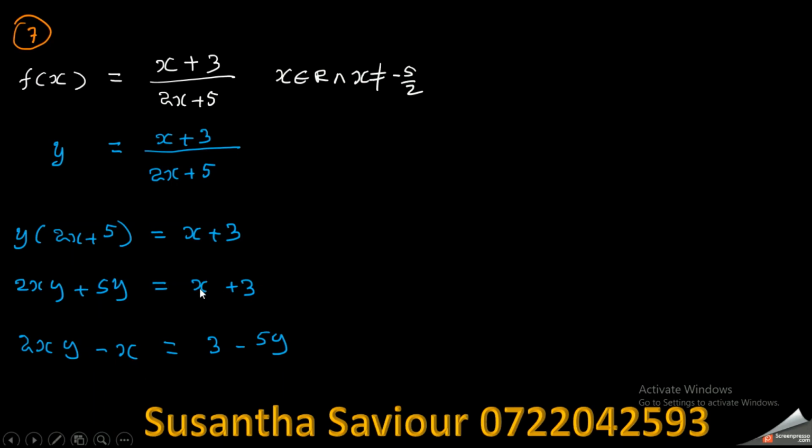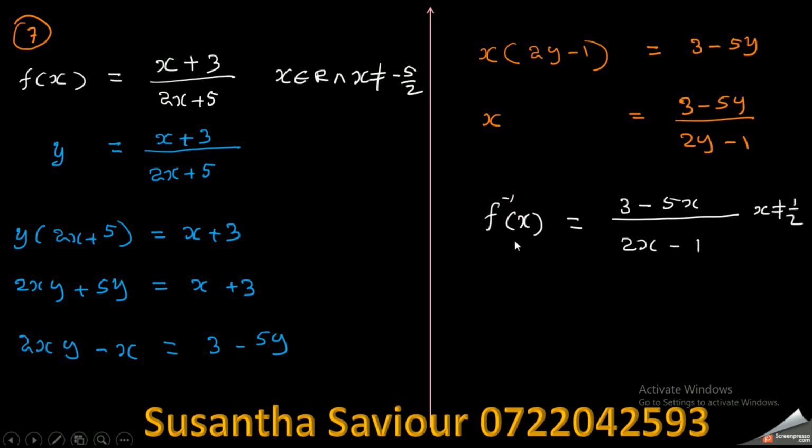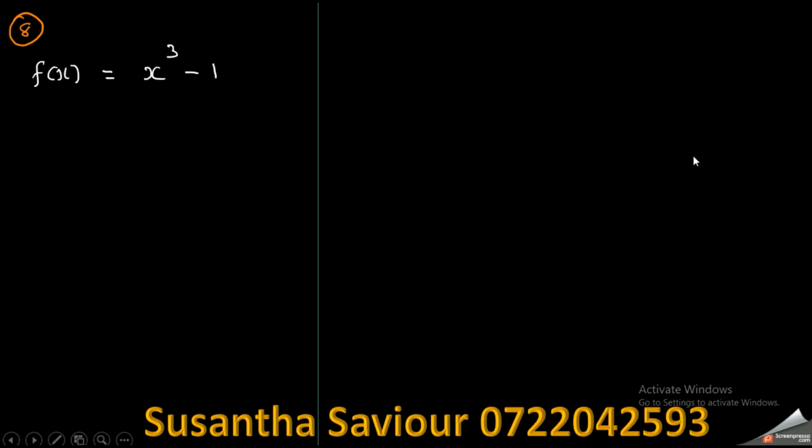And then what we do is take this x to this side and y to the other side, because we want to take x together. So then we get x times 2y minus 1 equals 3 minus 5y. So x is equal to 3 minus 5y divided by 2y minus 1, right? Then we replace our x with f inverse and y with x. So f inverse x is equal to 3 minus 5x divided by 2x minus 1, x is not equal to half. Is it clean and clear for you all? Right? This is the inverse of fx. This is not a difficult process. We will take another example. Right. See, look at this.